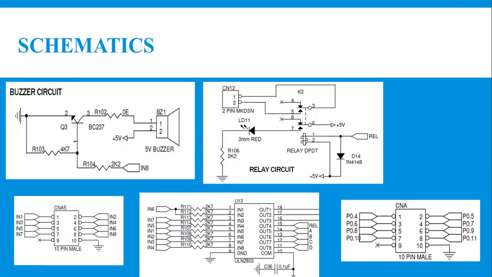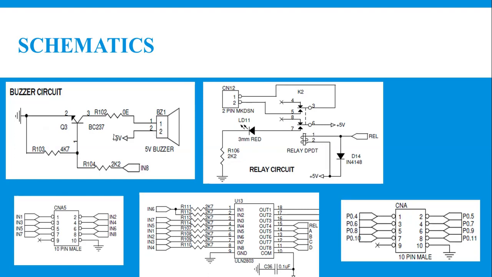Let us consider the schematic pertaining to the buzzer and relay. The buzzer essentially consists of two terminals. So you have to give the supply. One of the terminals must be connected to the supply voltage, and the other terminal must be grounded. Then this buzzer will generate a sound.